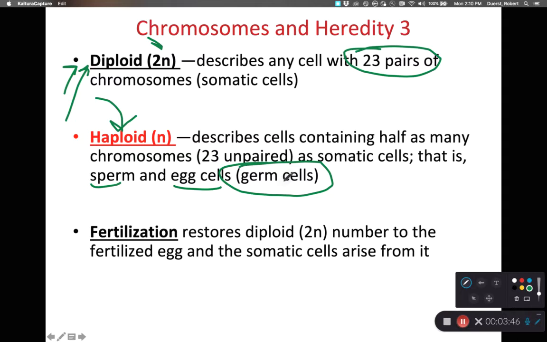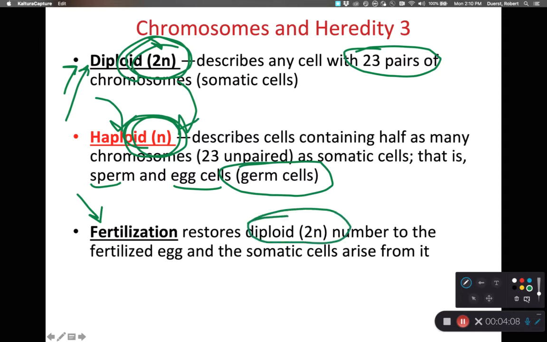To keep the number of chromosomes stable in the human population from generation to generation, we make these sex cells. We start with a diploid cell, turn it into a haploid cell, and then reproduce with the haploid cells. When those 1N haploid cells are combined together, that's called fertilization, and we go from haploid back to diploid.